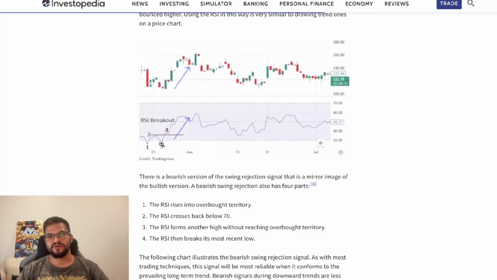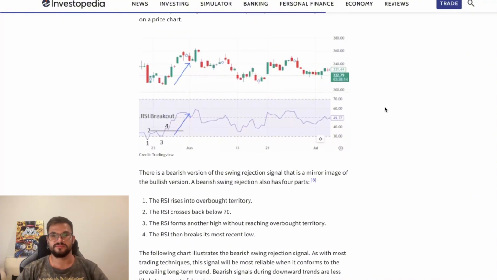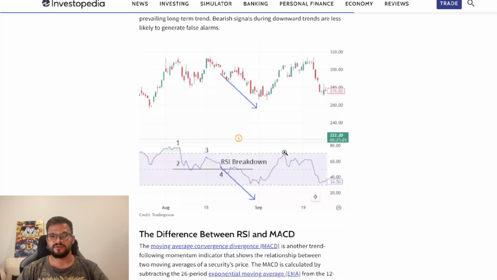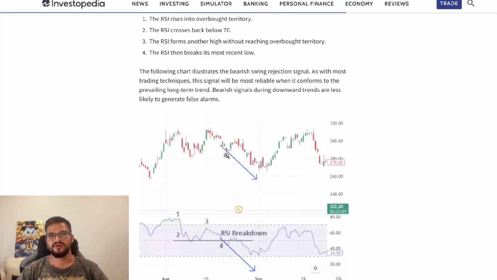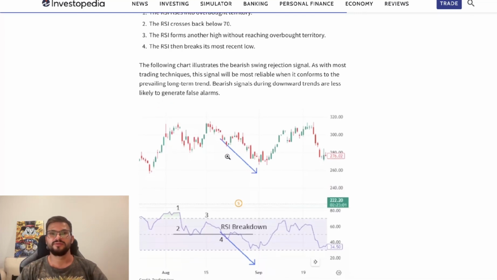Right now you have an RSI breakout. You can see here we create a new higher high on the RSI, then a bullish candle came after that. Here we have an RSI breakdown. Usually when the RSI breaks below 15, it indicates that we might have a little bit of a short-term bearish trend.